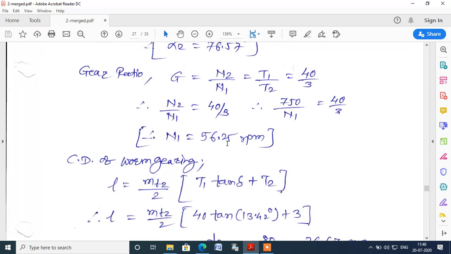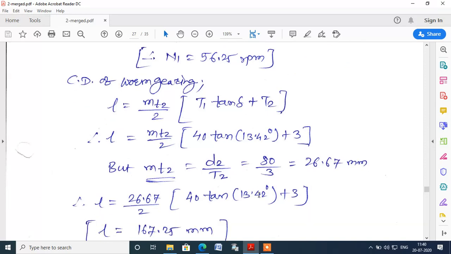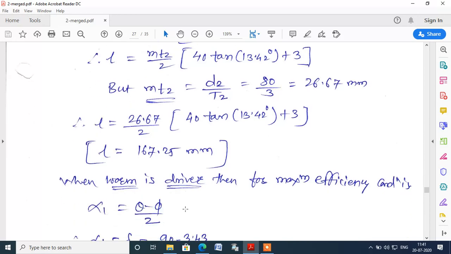Now center distance of worm gearing is equal to mt2 by 2 times t1 by tan del plus t2. This formula we have already seen in the derivation. Now putting the values, t1 we know, del we know, t2 we also know. Here mt2 we have to calculate, so module mt2 is equal to d2 by t2, so 80 by 3, that is equal to 26.67. See here, transverse module we have to use for both worm and worm gear. Now after putting all these values in the equation, we get center distance 167.25 mm.